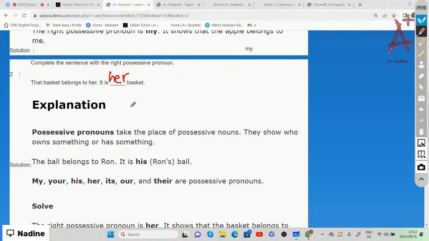And her basically shows the possession, right? It either shows that she owns something or it shows that she has something. And that is why we say that basket belongs to her. It is her basket, right? Meaning that she, which is her, owns something or has something.